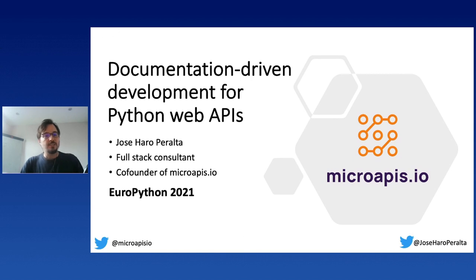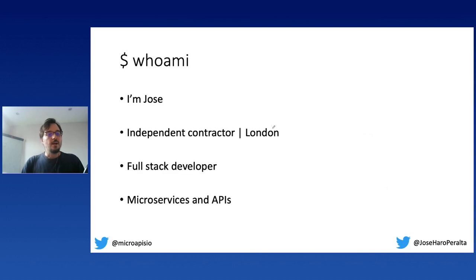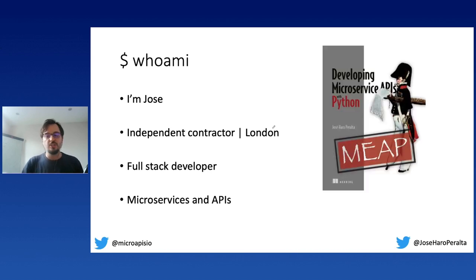But before I do that, let me say a couple of words about myself. I'm an independent contractor based in London. I work as a full-stack developer. And for the past few years, I've worked with many clients, helping them to build microservices platforms and to deliver API integrations. As a result of this experience, I thought of putting together all the learnings that I've made along this journey. The result of this work is a book, which is published by Manning.